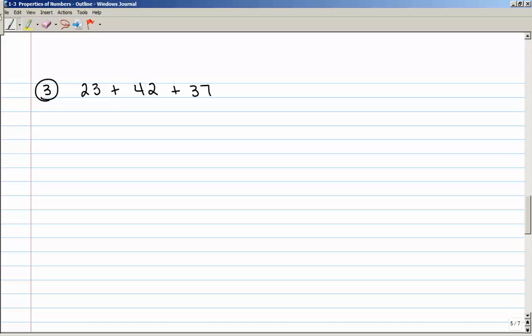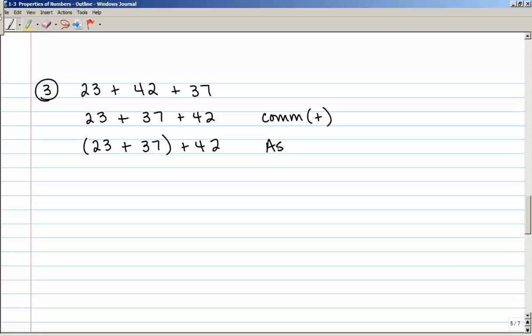So looking at this, I have a 23 which ends in a 3, a 37 which ends in a 7. I know 3 and 7 is going to give me a 10. So if I put those two numbers next to each other, I can add those two in my head pretty easily. Okay, so what I did there, that was the commutative property of addition, because I rearranged the numbers. Now what I want to do is, I want to make sure that I add those two first. So I'm going to put parentheses around those. And anytime I put parentheses around something, that's the associative property, and in this case of addition.